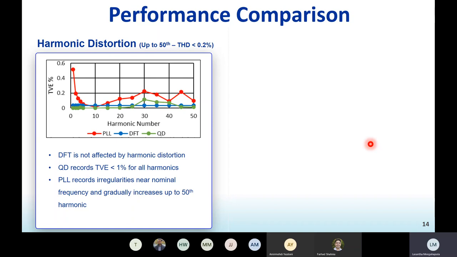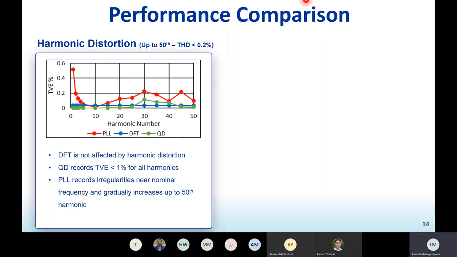But the good thing is all three algorithms conform to the standard, because the total vector error is still less than 1%. Even though you can see that in the lower harmonic range the PLL performance is degrading, throughout the range given in the standard, up to the 50th harmonic, the total vector error is still less than 1%.